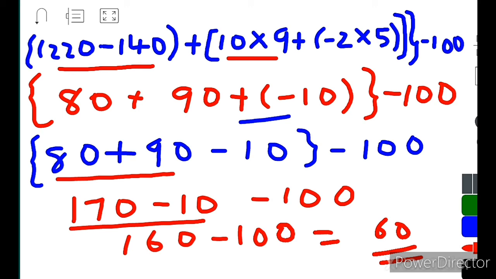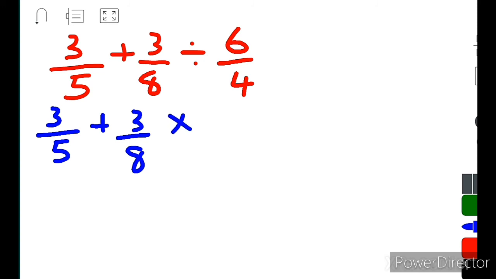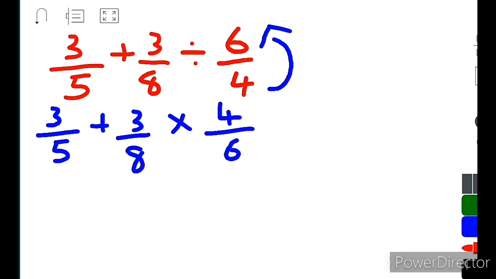Fine students, only the last sum is there. We will do that last sum also. So let's see how to solve this. First we will write 3 upon 5 plus 3 upon 8. Now this division will become multiplication. We have learned the multiplicative inverse. So the numbers will get inversed. 4 will come up and 6 will come down. Understanding, children? Now according to BODMAS rule, whether addition or multiplication comes first, multiplication comes first. So we will solve this multiplication part first.